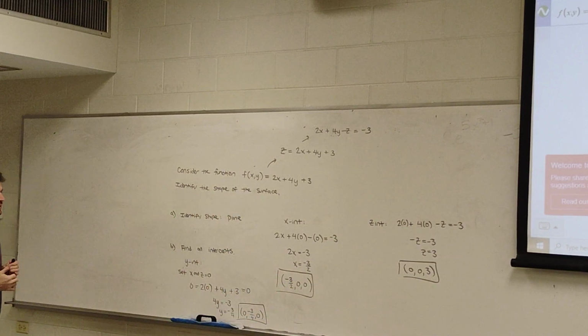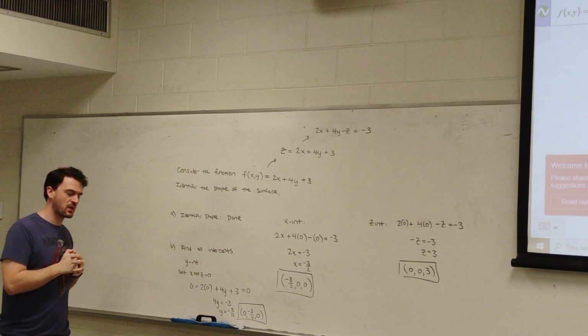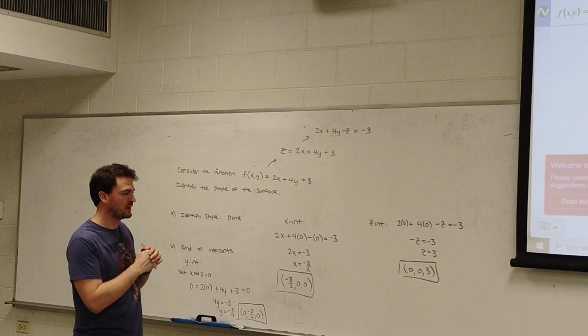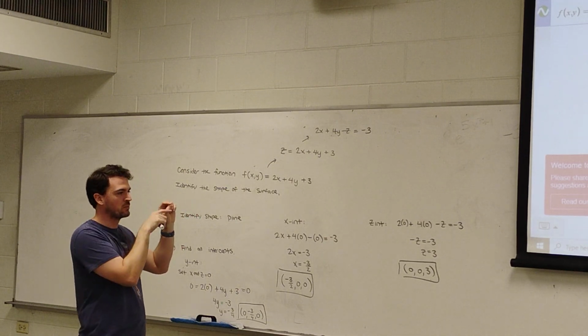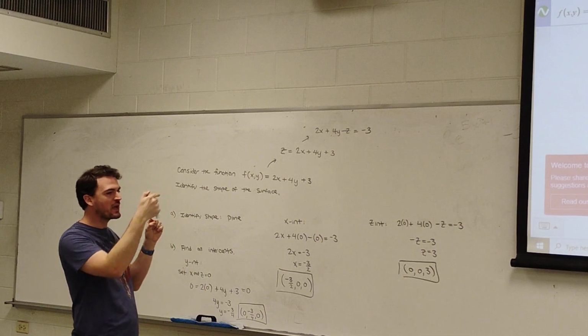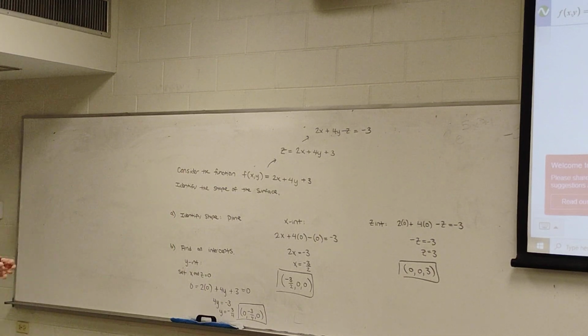Can you get multiple x and y intercepts? Yeah, absolutely. Can you get multiple z intercepts? No. And that's the same idea as Calc 1. In Calc 1, you can get multiple x intercepts, but you can't get multiple y-intercepts because then you would not be a function. Same thing holds true in calculus. You would not be a function if you got multiple z-intercepts.